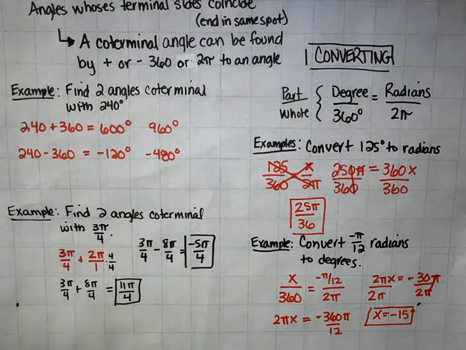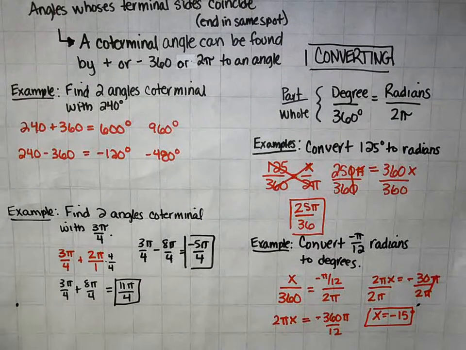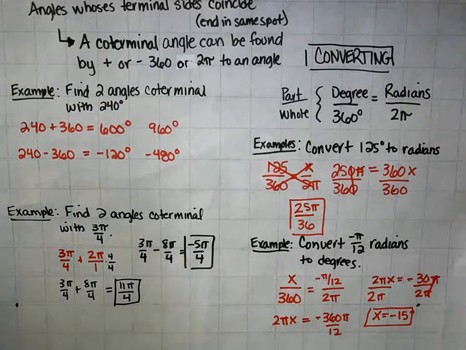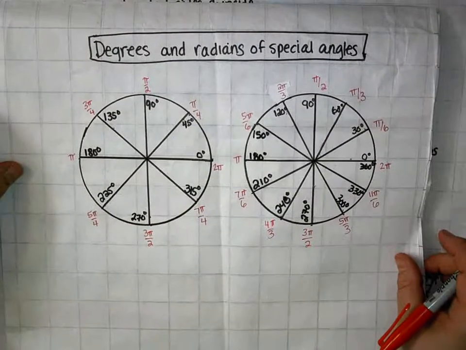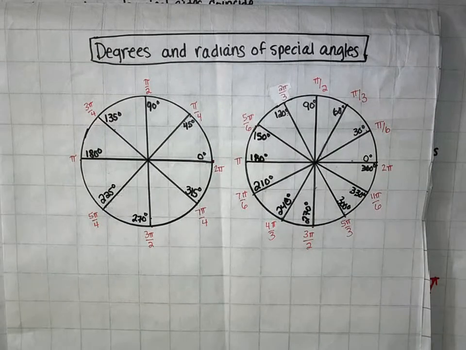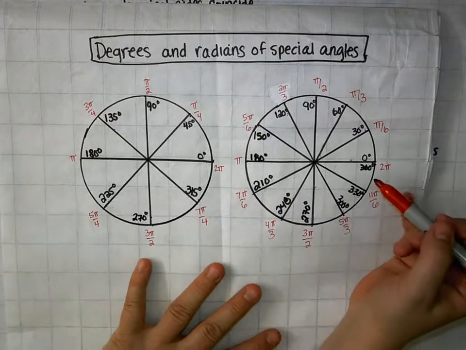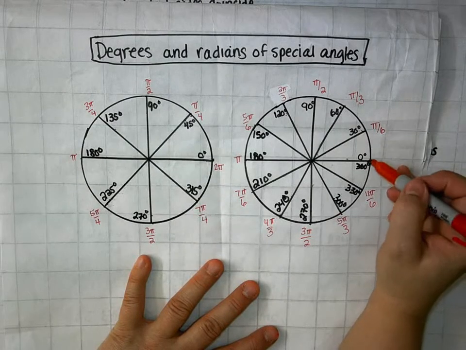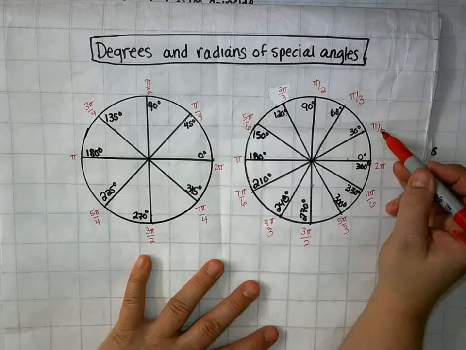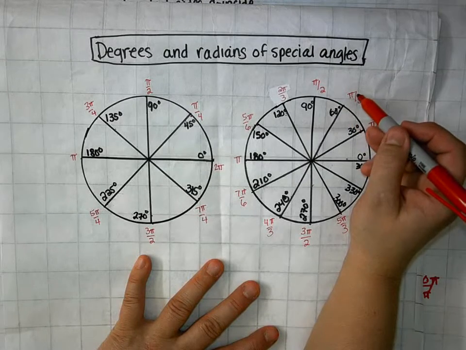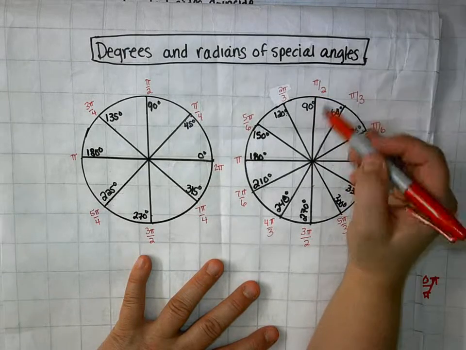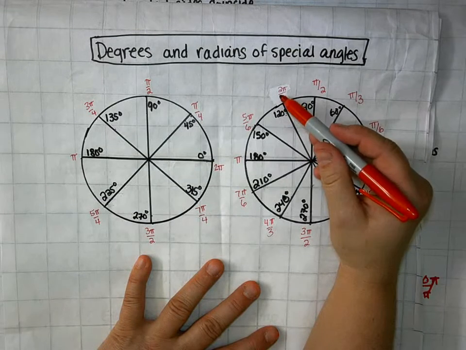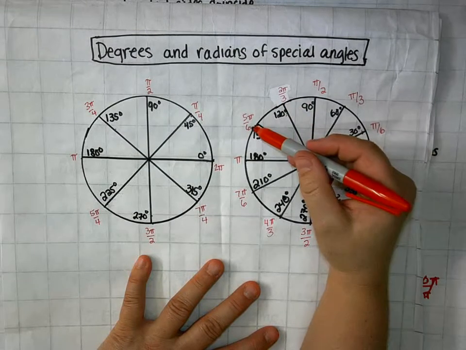Okay. In addition to converting and finding coterminal angles, we have many common degrees and radians of special angles that we'll be working with. So if you take a look at these, here we have angles in 30-degree increments with their radian measures. So 30 degrees is equal to pi over 6, 60 is equal to pi over 3, 90 is equal to pi over 2, 120 is equal to 2 pi over 3, 150, 5 pi over 6, and so forth.